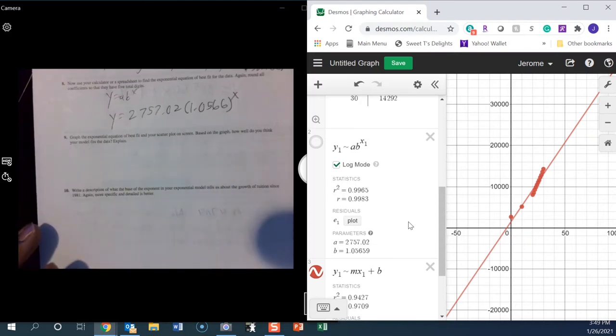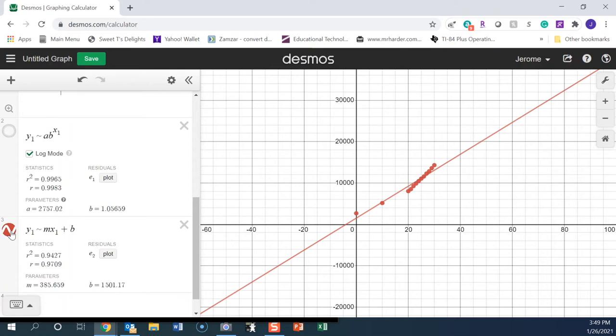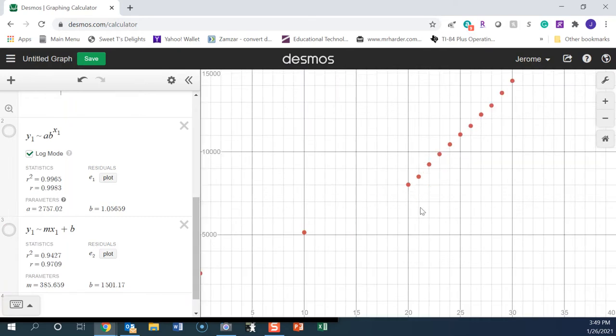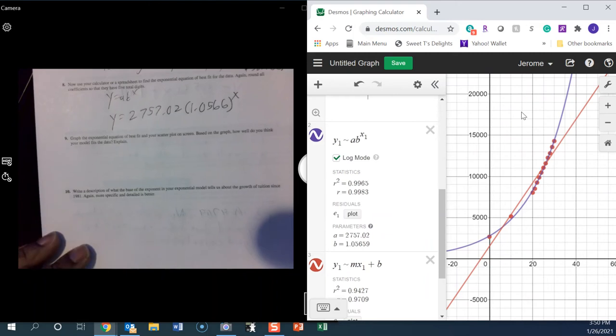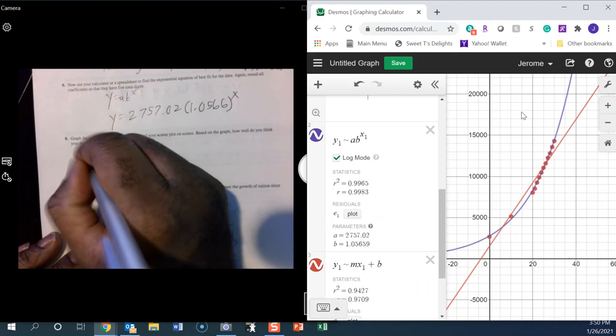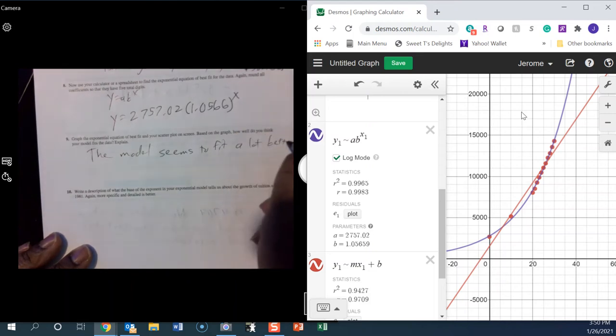It says graph the exponential equation of best fit and your scatter plot on screen. Based on the graph, how well do you think your model fits? Okay, listen. This is what we're going to do. Since we have the scatter plot here, let me show you this. All right. I'm going to turn off this linear model. So that line is gone. I'm going to zoom in a little bit so you can see the points a little better. Okay. Now, I'm going to turn on the graph here. So if you notice here, this graph looks a lot better. And then I could turn on this graph here and you can see the difference. Okay, so now we come here. How well do you think your model fits the data? The model seems to fit a lot better than the linear model.